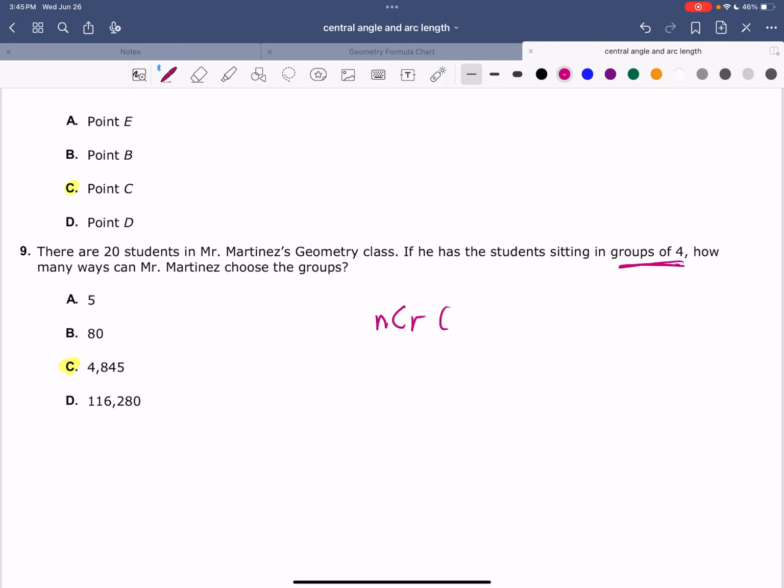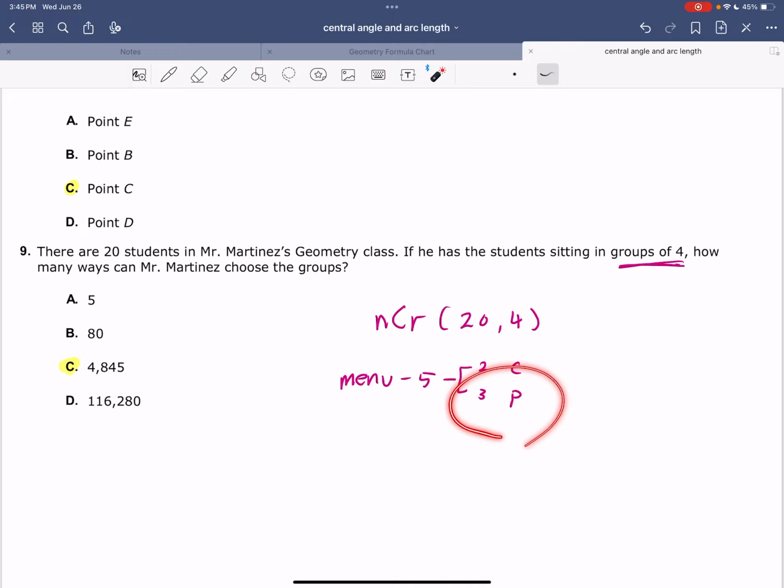So how many students do we have in total? 20. And how many are we choosing? 4. Okay, that's what you need to put in your calculator. If you don't know where this is in the calculator, it's going to be menu 5, and it's going to be either 2 or 3. One is combination, one is permutation. So if order does not matter, it's a C. If order matters, it's a P. In this case, it's a C.